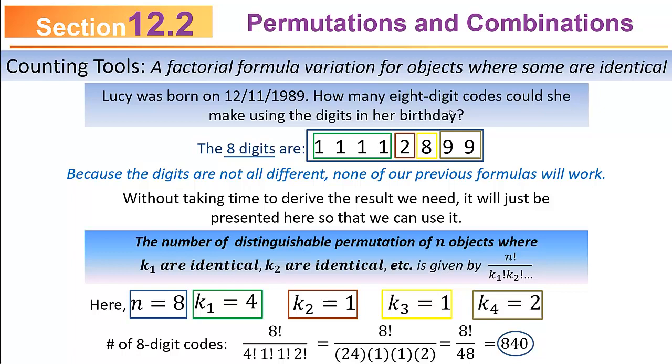And again, that's a variation on anything we've done before, and the reason you need it is because those digits are not all distinct. If those were 8 different digits, it would just be 8 factorial. But because some of the digits are duplicates, you have to divide the factorial by the factorial of the duplicate counts.